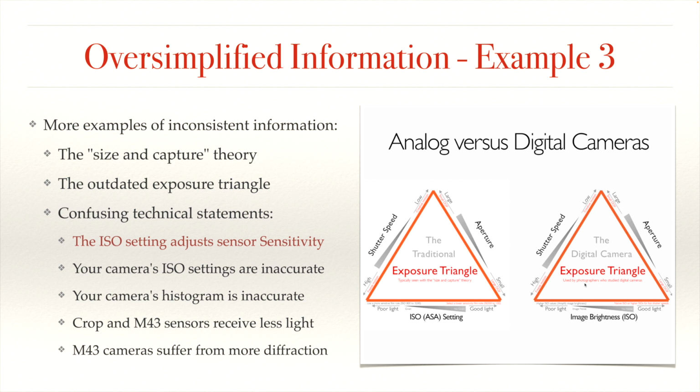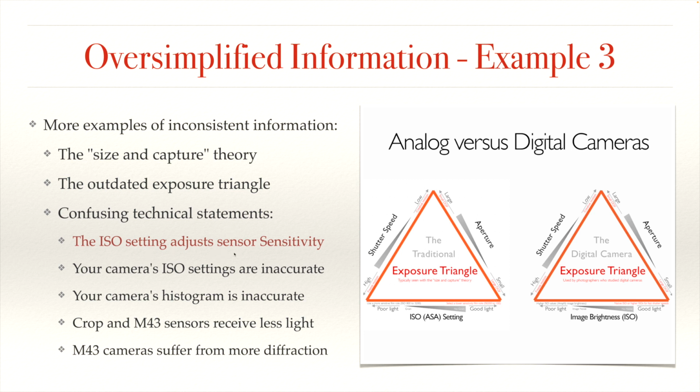And in a darker area, the camera will increase the ISO. In other words, the image brightness of the image signal coming off the sensor. So it's a brightness adjustment, and it's used ongoing. It always changes on a digital camera, whereas on an analog camera, it stays the same for the film speed that you're using.